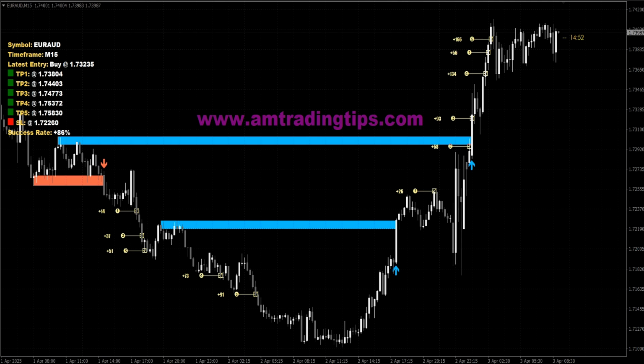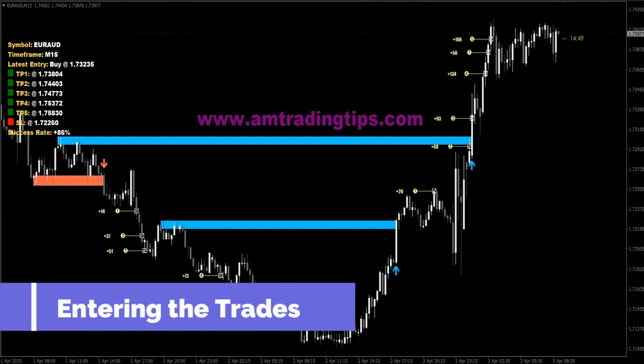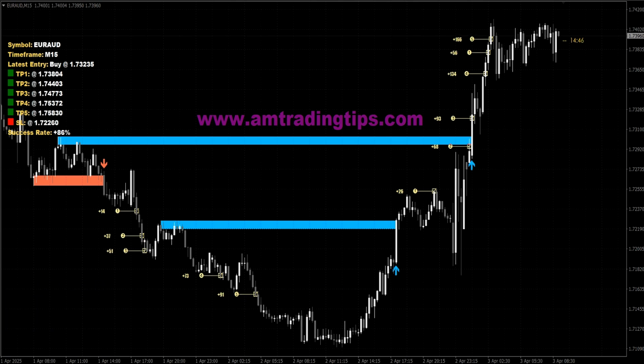Entering the trades. For a buy trade, wait until a candle closes fully above the blue resistance line. Then, enter the trade. For a sell trade, wait for a candle to fully close below the red support line before entering.